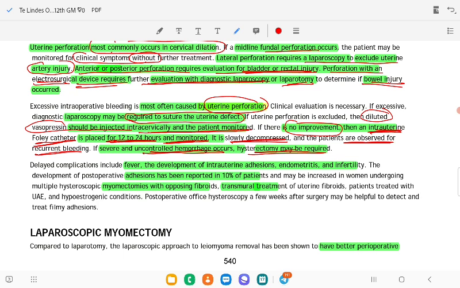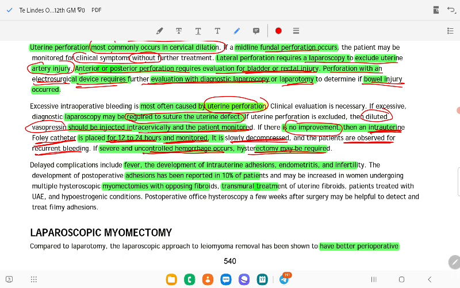If it is perforation by an electrosurgical device, you go directly with a diagnostic laparoscopy or laparotomy to prevent bowel injury. If excessive intraabdominal bleeding is suspected, you suspect uterine perforation, and diagnostic laparoscopy may be required to suture the uterine defect. If uterine perforation is excluded, diluted vasopressin should be injected intracervically. The patient should be monitored. If there is no improvement, then Foley catheter tamponade for 12 to 24 hours. If it is not decompressed and bleeding recurs, then hysterectomy.